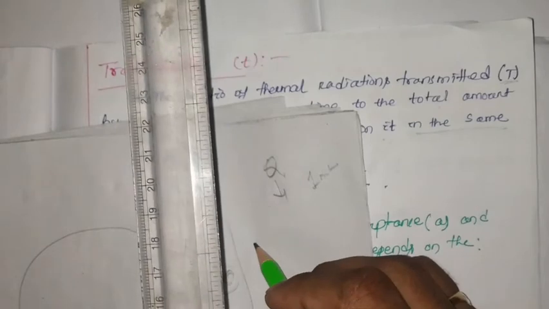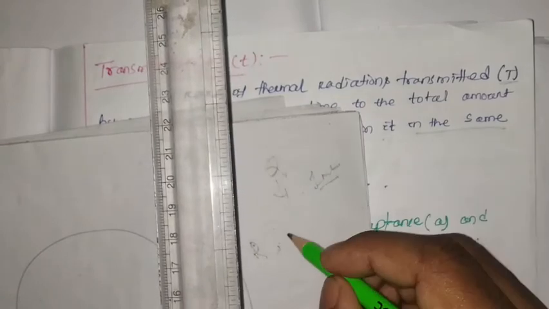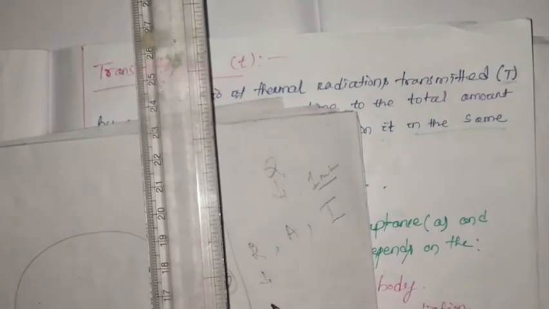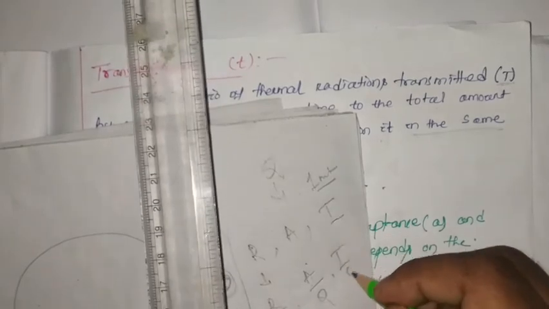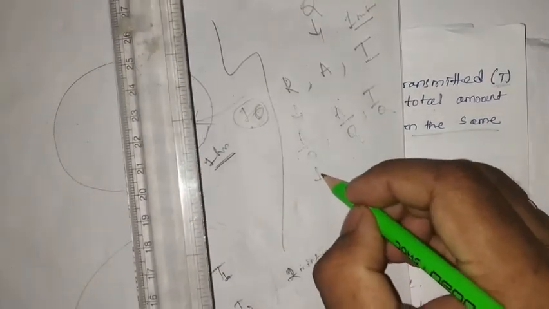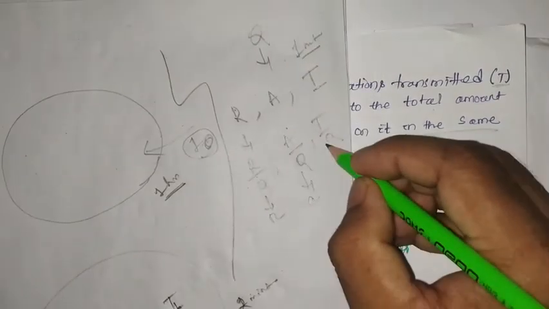So here you may conclude that Q amount of energy has been incident for 1 minute. The reflected energy for this 1 minute is R. Absorbed energy is A. Transmitted energy or radiation is T. The corresponding reflectance is R by Q, absorptance is A by Q, and transmittance is T by Q, which are represented by small r, small a, and small t.